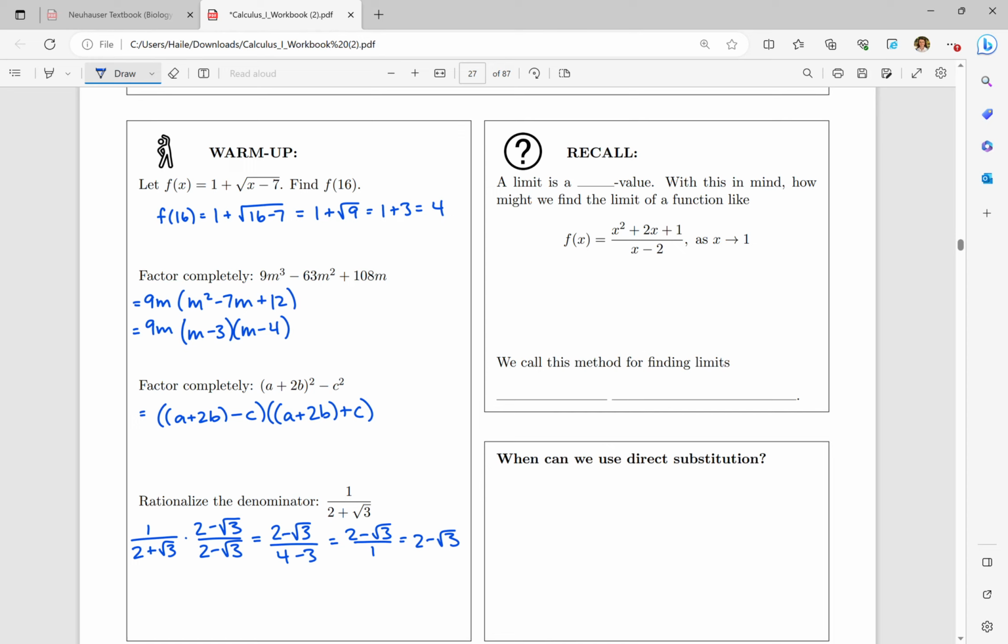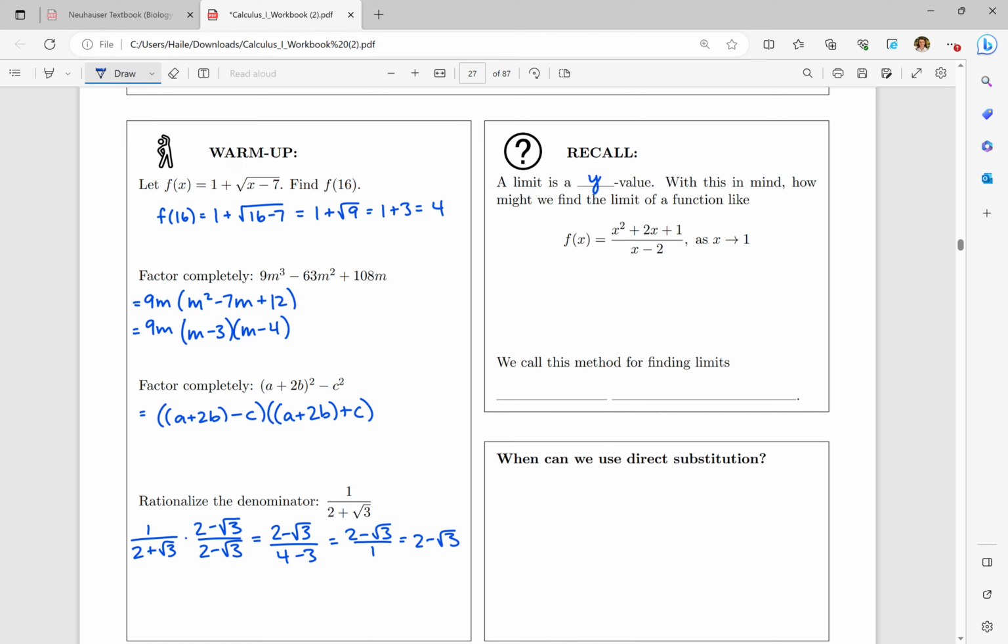So now, recall a limit is a y value. Now this may not be an exact y value, but the general idea is we're looking at the approximate y value of a function as x approaches a number. So with this in mind, how might we find the limit of a function like f of x is equal to x squared plus 2x plus 1 over x minus 2 as x approaches 1? Well, if a limit's a y value and we're given an x value, it would make sense to plug in the x value to find the limit.